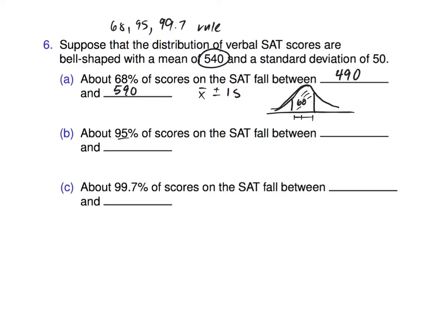95% of people fall between, yep, x bar plus or minus 2 s's. So twice the standard deviation is 100, so the low end is 440, the high end is 640. And almost everybody falls within plus or minus 3 standard deviations, which is 390 and 690. So really, once you end up being more than 2 standard deviations away, you're a little bit special, aren't you?